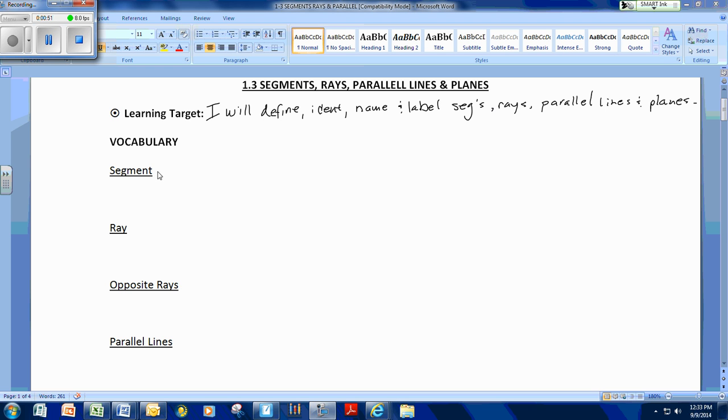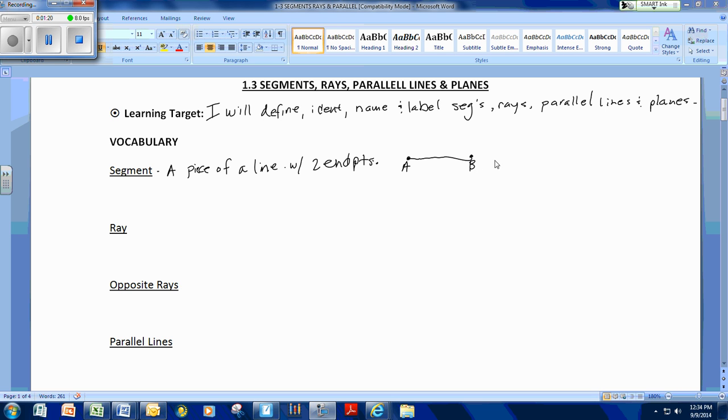So let's go over what a segment is. A segment is a piece of a line with two endpoints. Okay, so if I take a line and I just take a piece of it, it's going to have two endpoints. We'll call these two endpoints A and B.